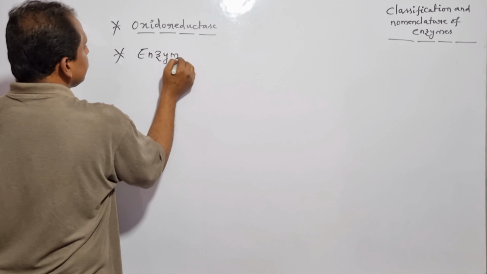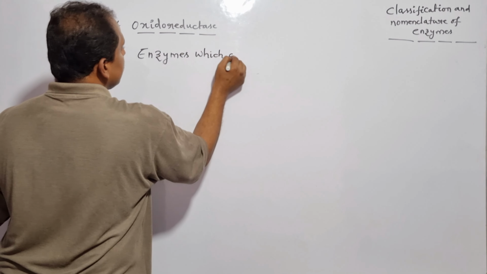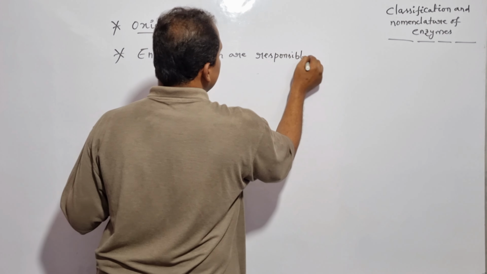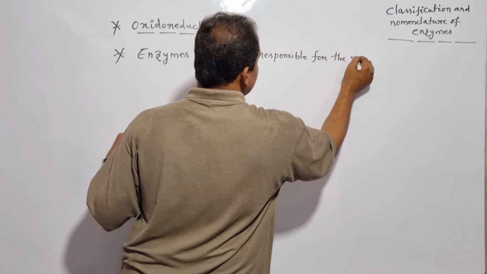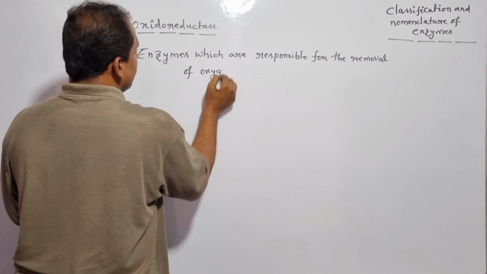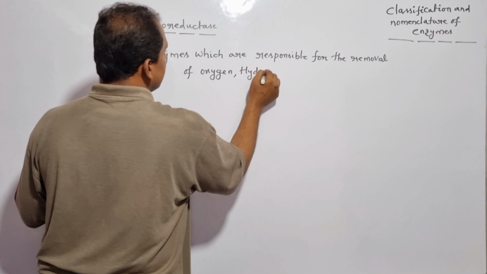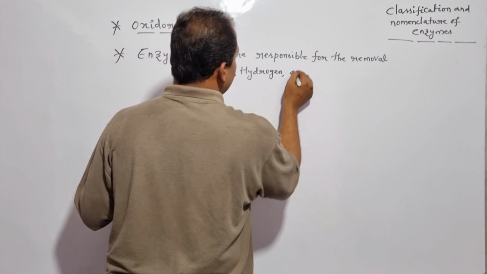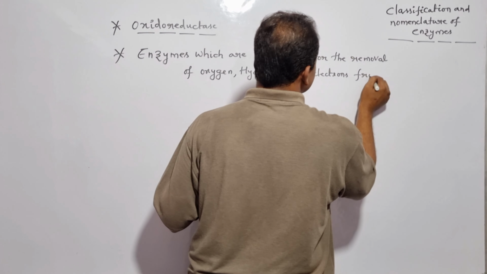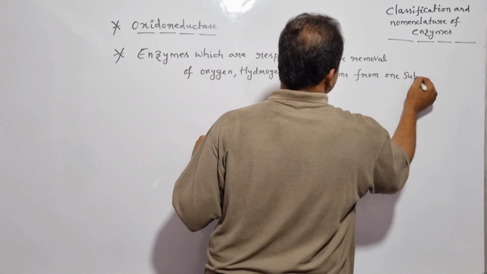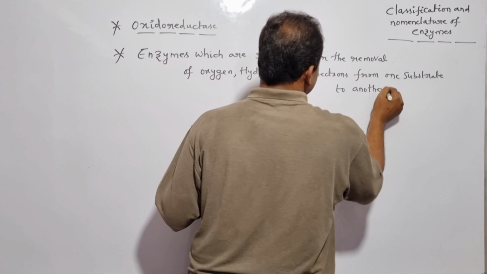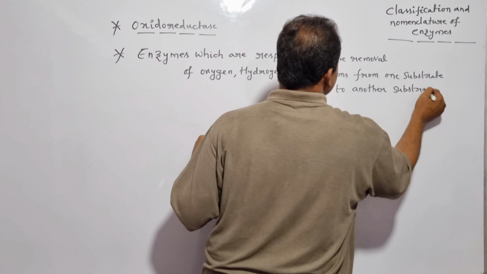Enzymes which are responsible for the removal of oxygen atom and even the hydrogen atom and electrons from one substrate to another substrate. Such specific enzymes are termed as what?